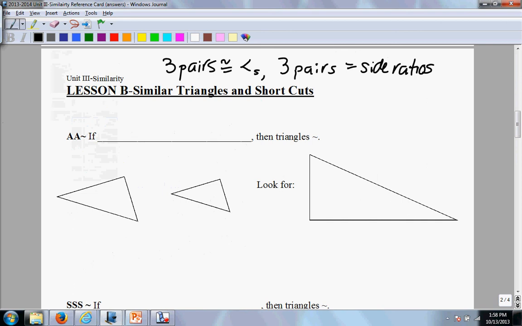But what we're going to be looking at today is the fact there are shortcuts. If there's a 2 or 3 combination of items, then you can say the rest are also similar. There's a minimal number of things. Instead of all 6, you only need these 2 or 3, and it makes shapes similar. The first one is this.